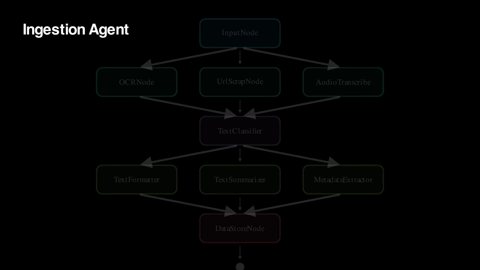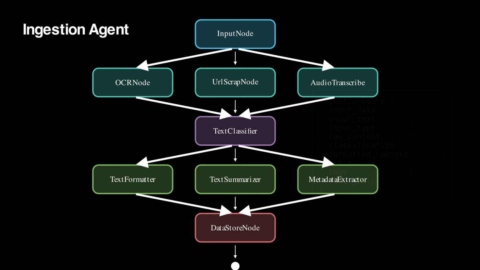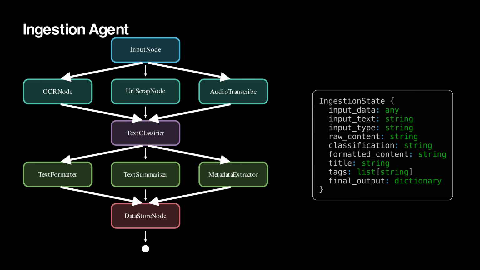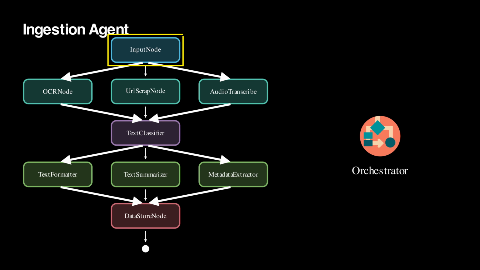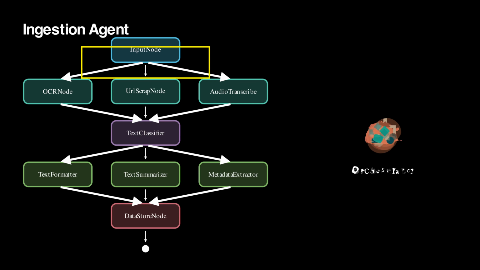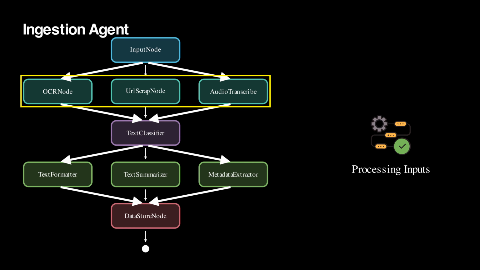Next is the ingestion agent, a critical component that processes all incoming data. We can map its logic as a graph, showing how data flows from input to storage. Internally, it maintains a state object that tracks the data as it's transformed. It starts at the input node, which acts as the orchestrator, receiving files, URLs, or text, and routing the data to the correct processor, like OCR for images, a scraper for URLs, or a transcriber for audio.